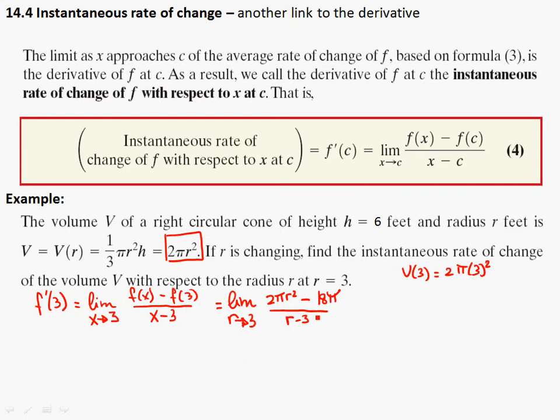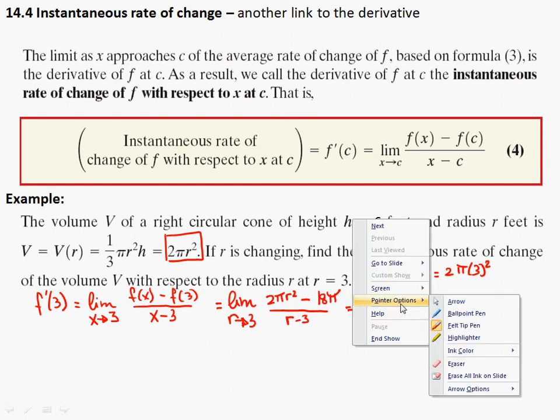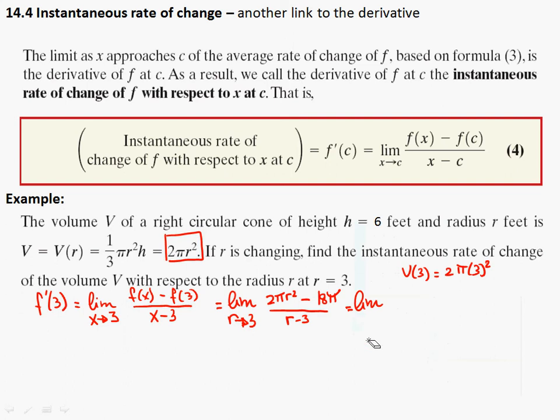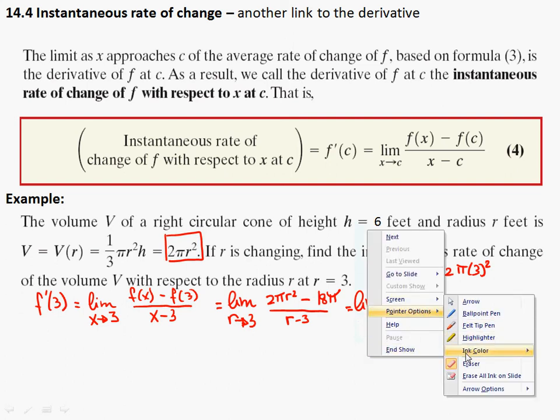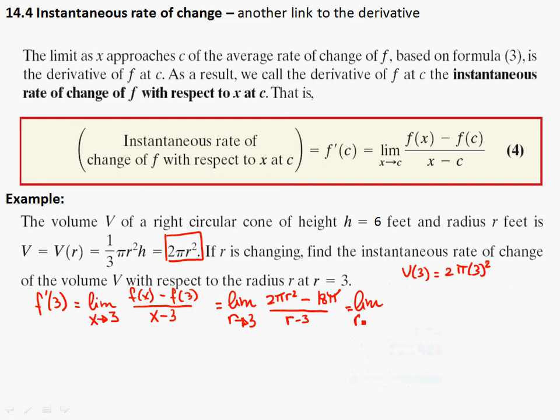Okay, what do you know about the top and the bottom? Because we're finding a limit here, what do we know is going to happen? This is definitely factorable, and you know that one of the factors in the top is going to end up being r minus 3. You may be able to see it, but take out the 2 pi first, and you would end up with r squared minus 9. Now hopefully you can see that you are going to be able to factor out r minus 3.